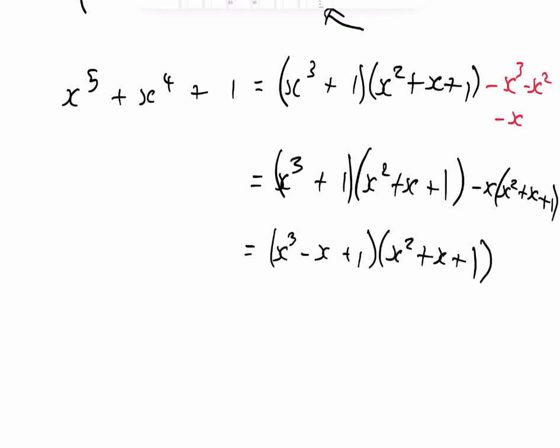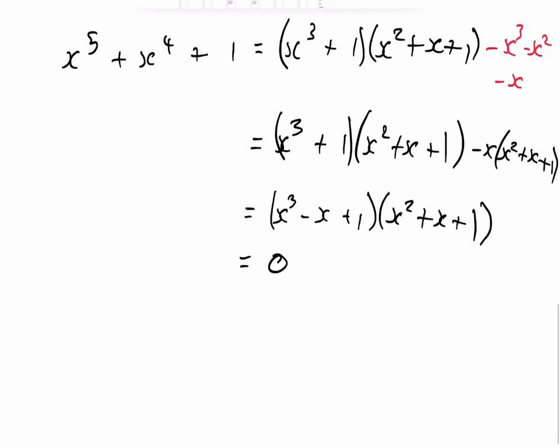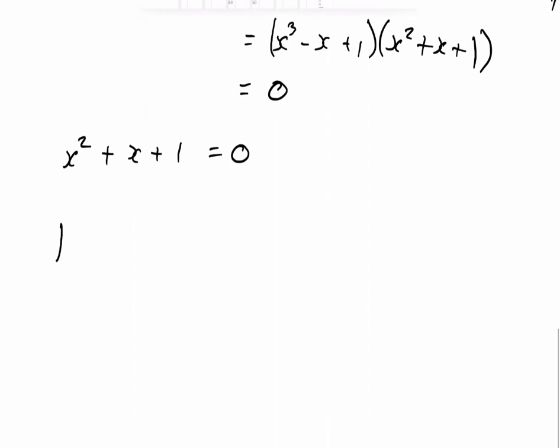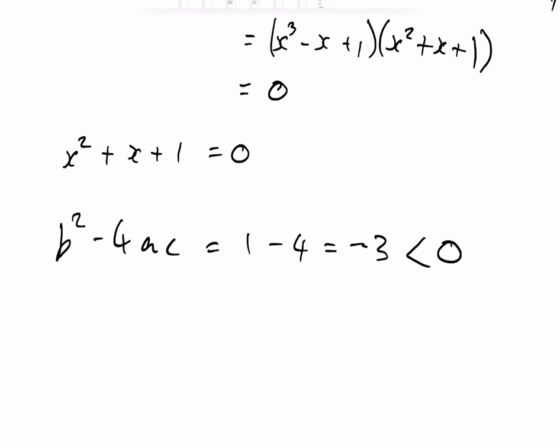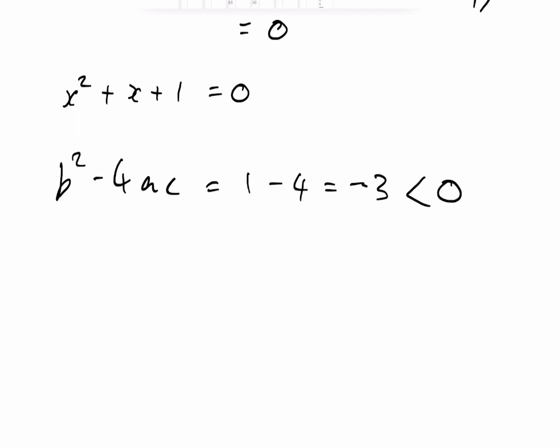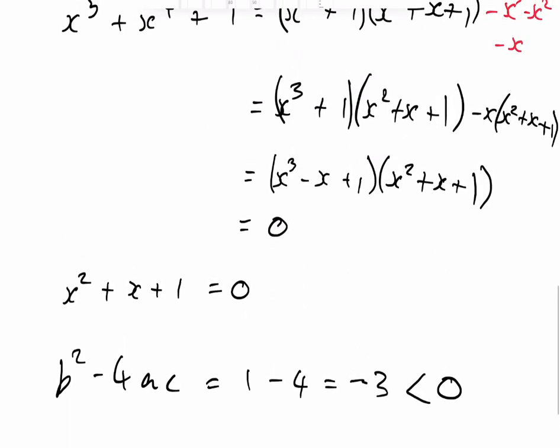Now we can solve this because we know that that is equal to 0. So first of all, we know that x squared plus x plus 1 equal to 0 has no real roots. And the way we can simply check this is b squared minus 4ac, which in this context is just 1 minus 4, which is minus 3, which is less than 0, and therefore it produces no real roots. So the next thing we can look at is that the other bracket must produce our real solution, so this bracket here.